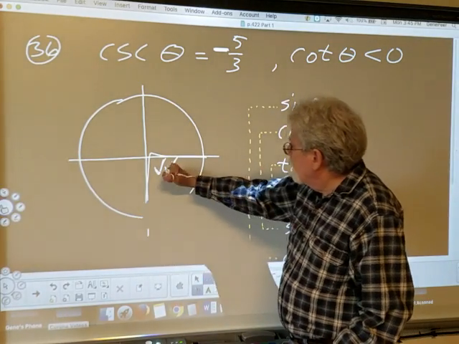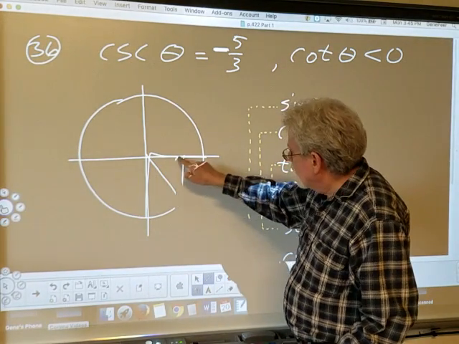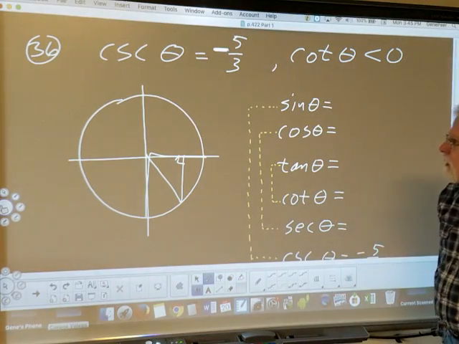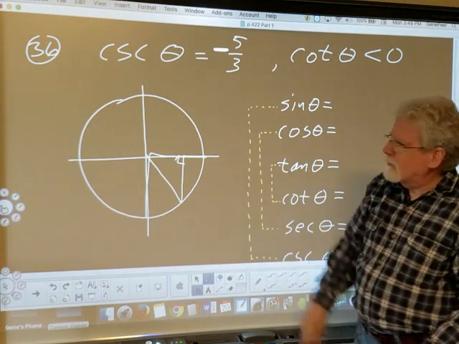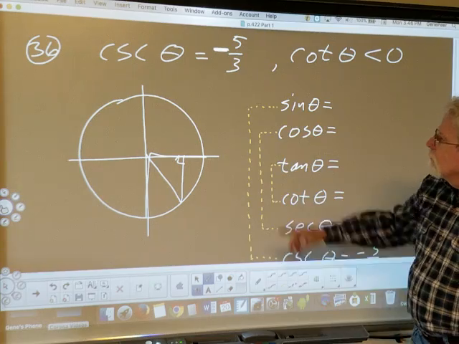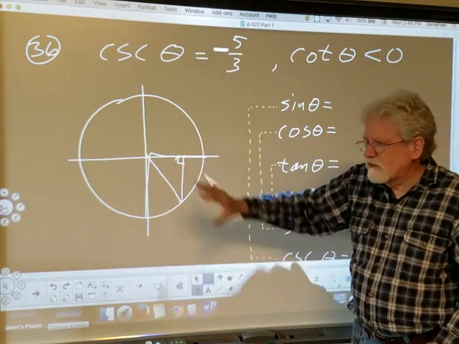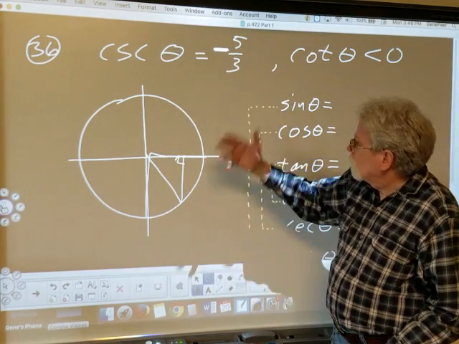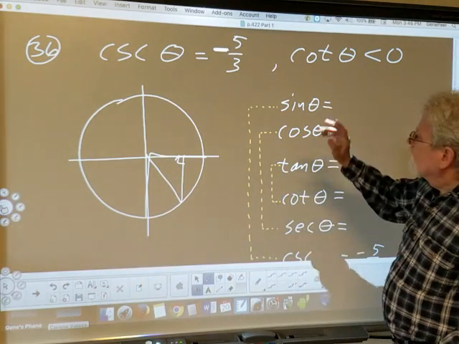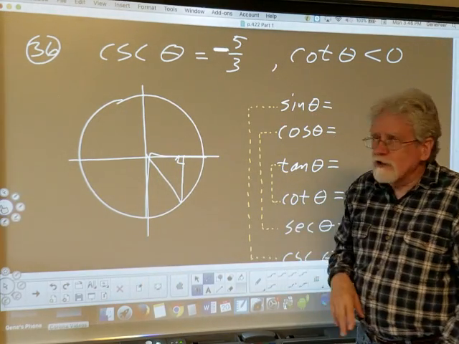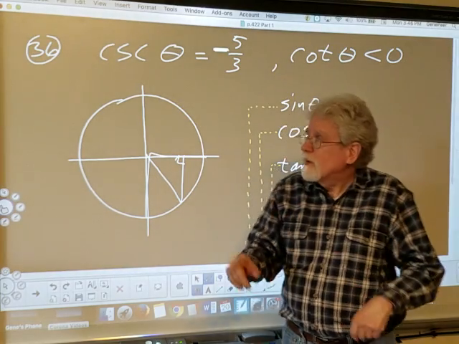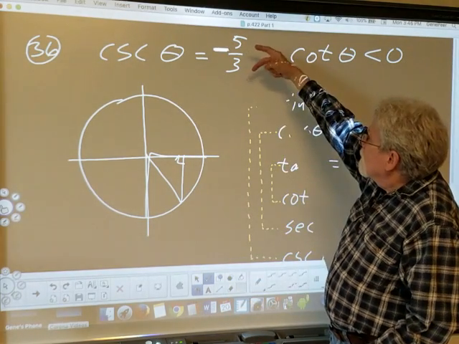So we'll draw ourselves a triangle in quadrant 4. We know the cosecant is negative 5/3. We don't really care about the sine being negative because we already dealt with that. That told us which quadrant we were in. So cosecant is 5/3. Well, cosecant is the reciprocal of sine, so sine must be 3/5.